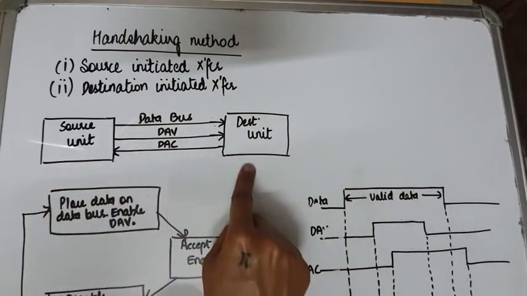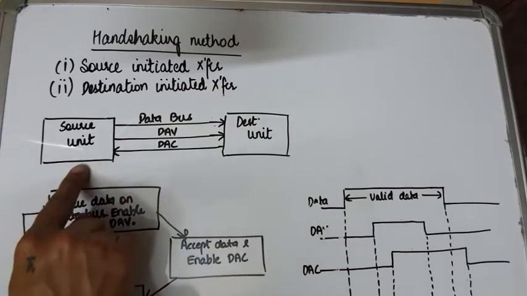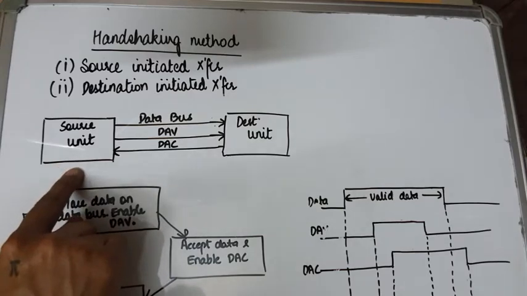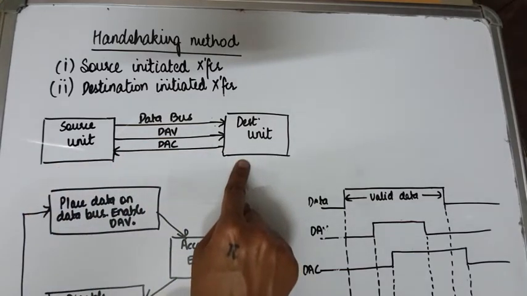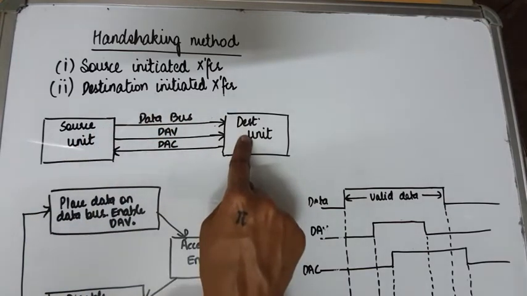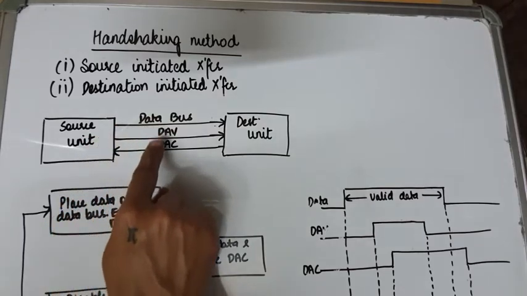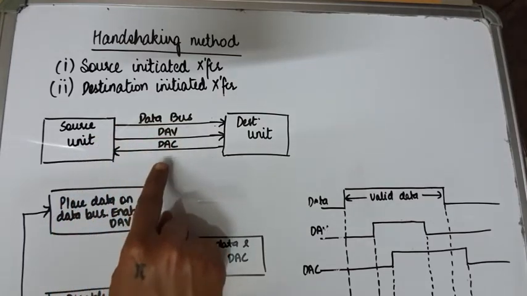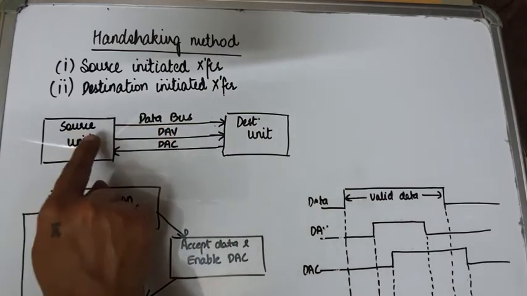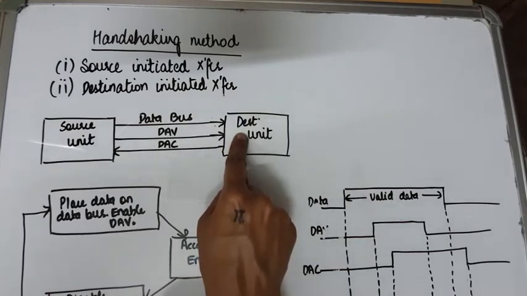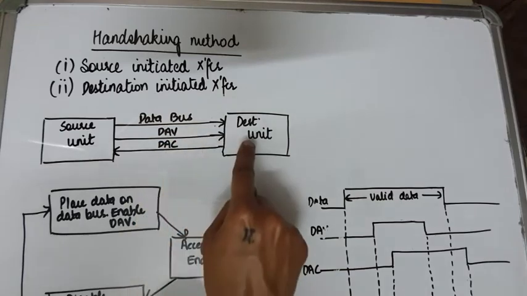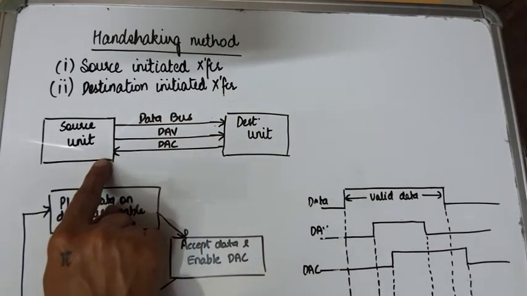There are two units for data transfer. The unit which generates and transmits the data is called the source unit, and the recipient of the data is called the destination unit. The data bus runs from the source to the destination. There are two handshaking signals: DAV, the data available signal, which runs from the source unit to the destination unit, and DAC, the data accepted signal, which runs from the destination unit to the source unit.